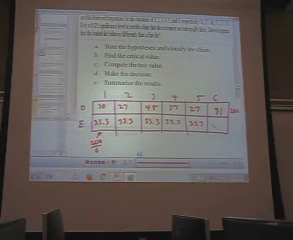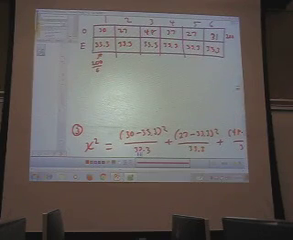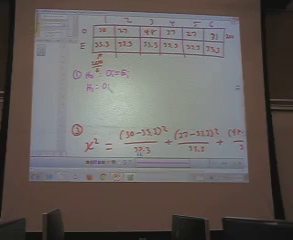Okay, so then you have your step 1. H naught, do that in pink, I guess. H naught is O sub i equals E sub i, and H1 is that O sub i does not equal E sub i.